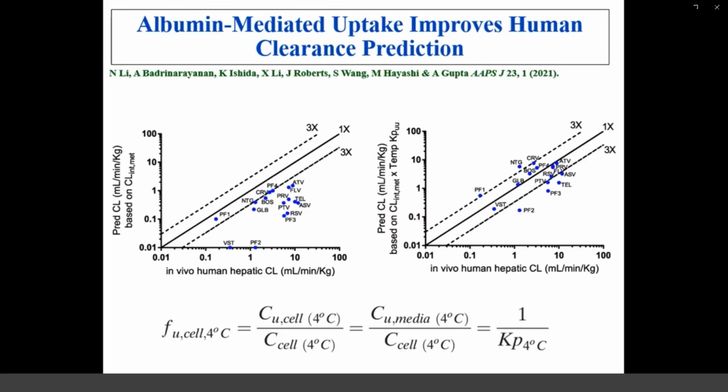These authors developed a method of using reduced temperature to basically knock out transport clearance and albumin-mediated clearance in order to take account for this factor. So on the right, when they made their predictions based on the correction factor, they found much closer agreement for all of these compounds. So albumin-mediated uptake can sometimes happen with some drugs.